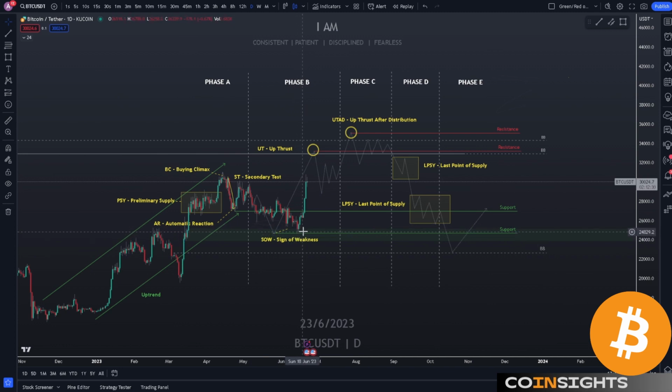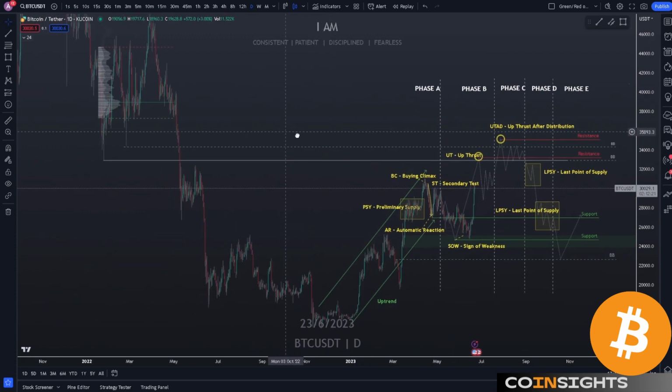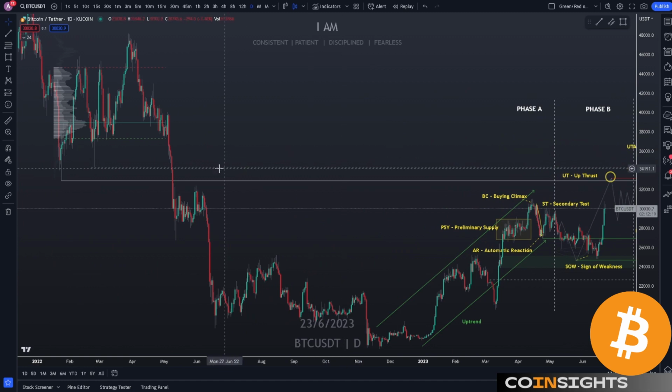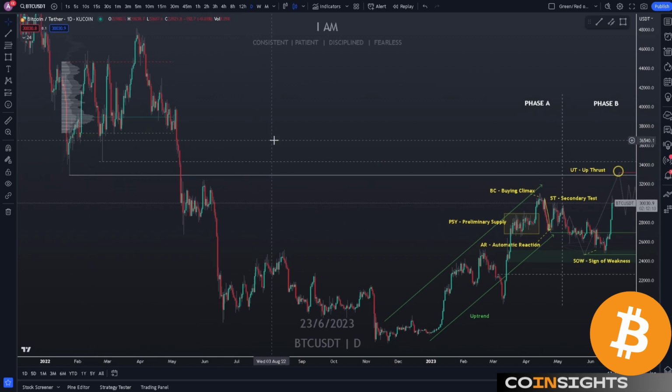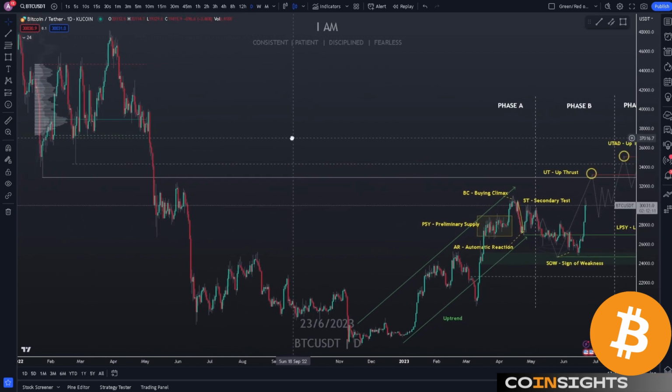Recently we've just had our sign of weakness movement down, tapping into that area of demand. And now we're experiencing our upthrust. Now I personally have upthrust targets at around 33 to 34k. So if you zoom out here, these bases have not been tested yet, and I believe they will get tested here fairly shortly.